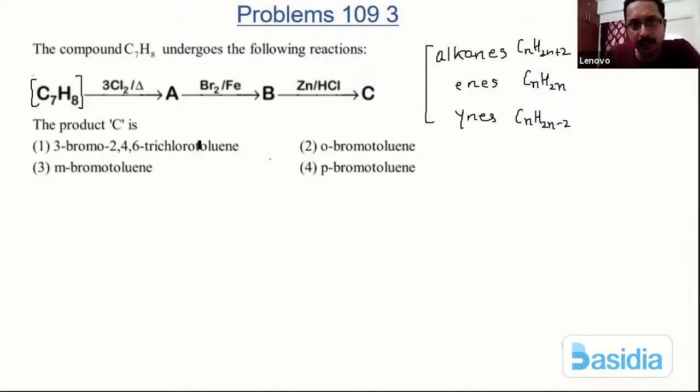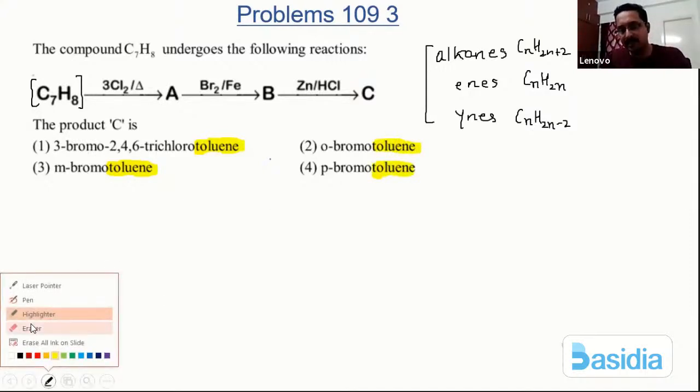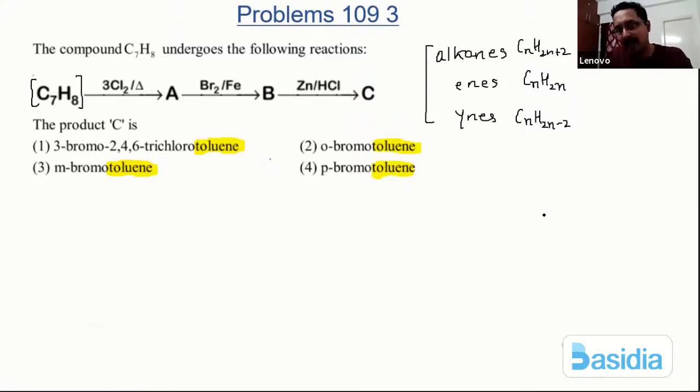In the answer options, if you check, everywhere you see there's a toluene. Here also you see there's a toluene. Here also, and here also. So what I clearly understand is that the molecule should have a benzene ring with a CH3, correct?